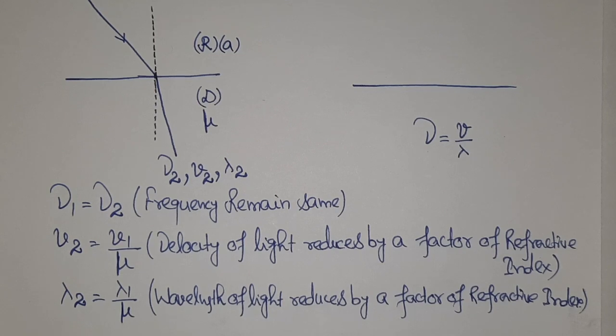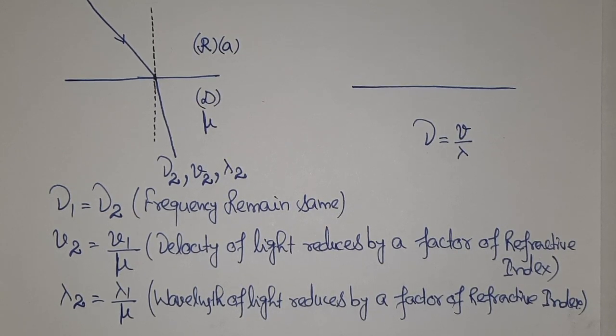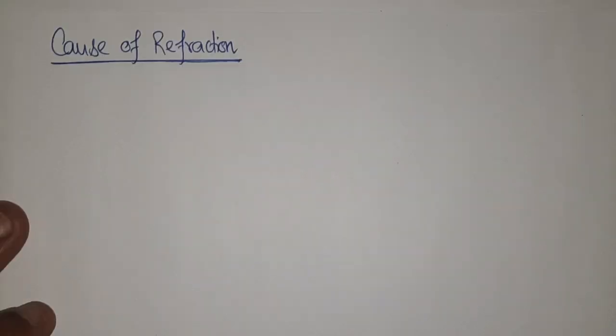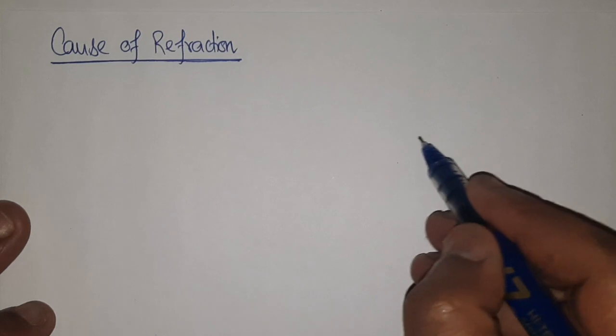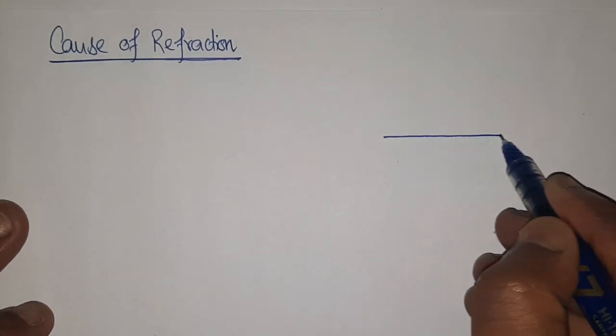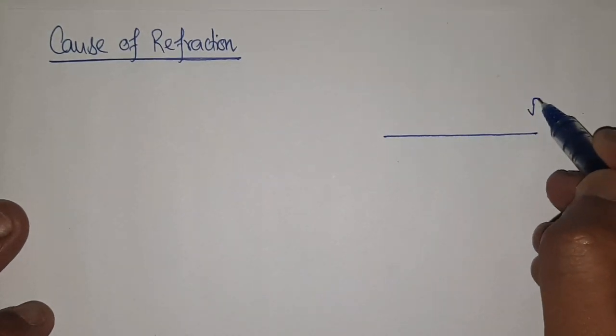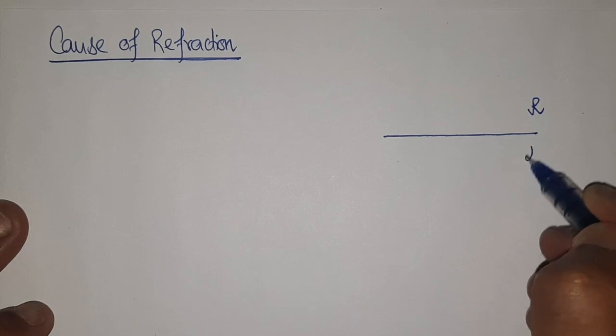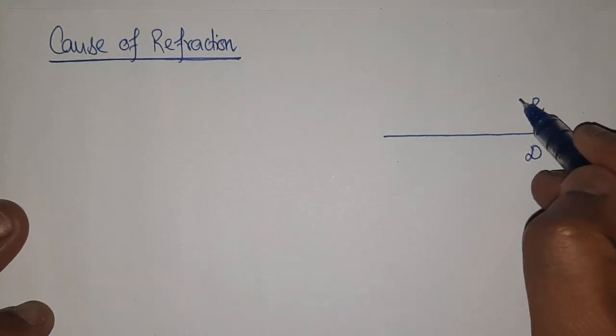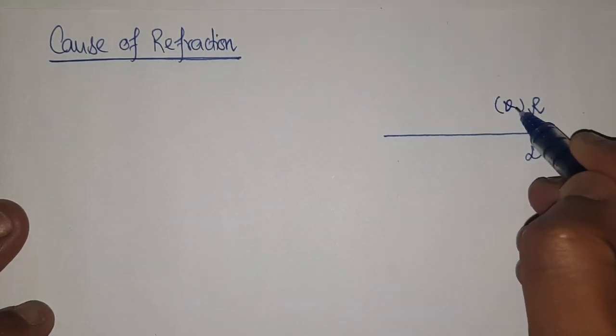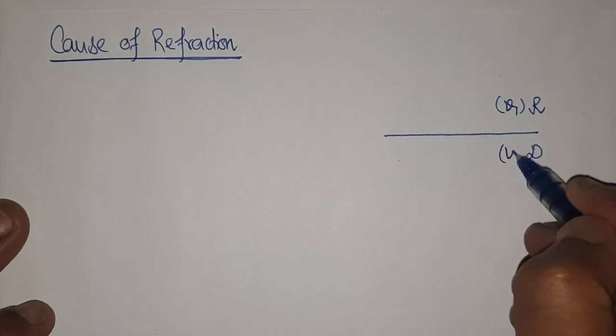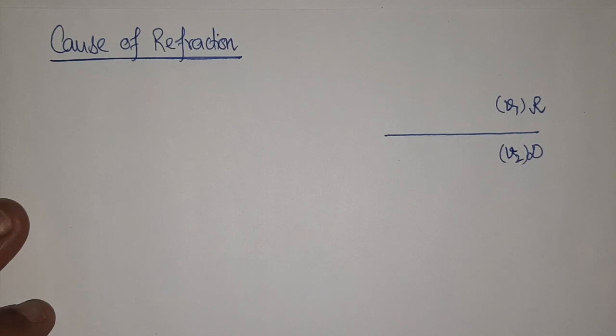ठीक. Now let's take into account why the refraction is happening. Cause of refraction. देखो, एक सिंपल सा सिचुएशन ले लेते हैं. ये रेयर मीडियम है और ये डेंसर मीडियम है. इस मीडियम में जो लाइट है, वेलोसिटी ऑफ लाइट v1 है, और इस मीडियम में v2 है. ठीक है.